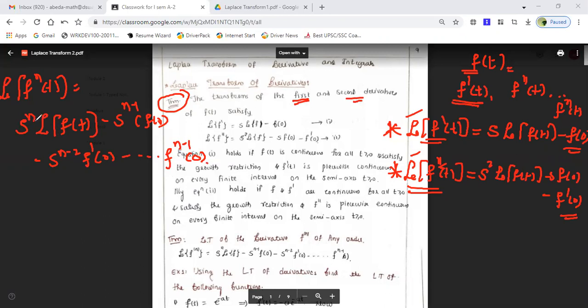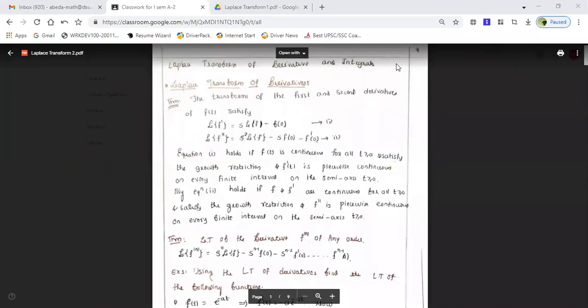If you want the third derivative, put n equal to 3. If you want the fourth derivative, put n equal to 4, and so on. In general, for your syllabus we have f dash and f double dash, so you can remember these formulas. By using these formulas, we are going to find the Laplace transform of the derivatives. It's a very important concept, so try to understand it. So this is all about the theorem.